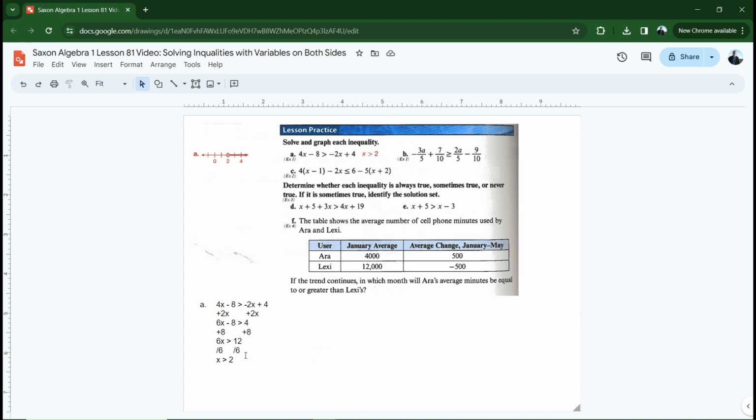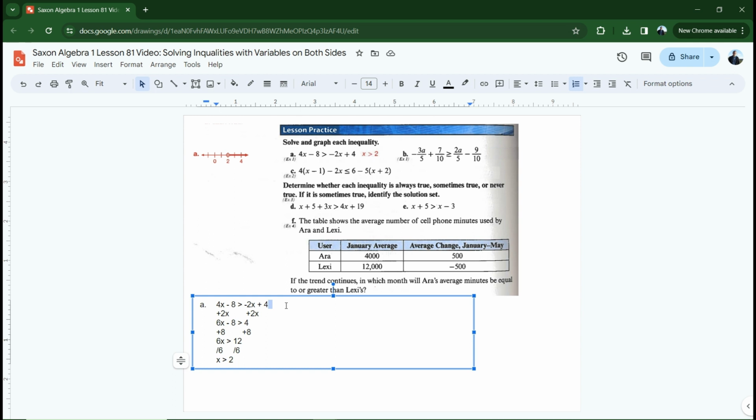Now, for letter B, I'm never going to write this out in its complicated form because there's an easier form for this problem. And that is, let's multiply everything by the least common multiple of the denominators. In other words, I'm going to multiply everything by 10. Okay. And when I say everything, I mean everything. Each individual term is going to get multiplied by 10.